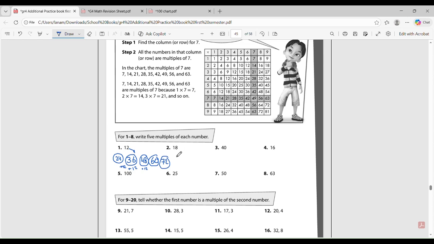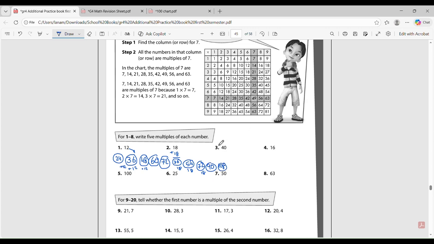Now I need 5 multiples for number 18. So each time I will be adding 18. So 18 plus 18, I have 36. So the first multiple is 36. Then I will add 18. So we will have 6 plus 8 equals 14. We will have 54. Plus 18. 4 plus 8 equals 12. So 72. Plus 18. We'll have 90. Plus 18. I have 108.